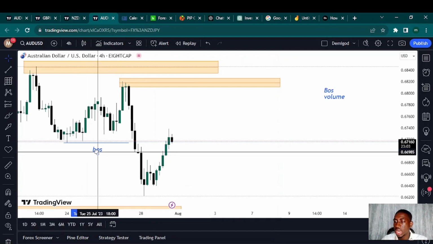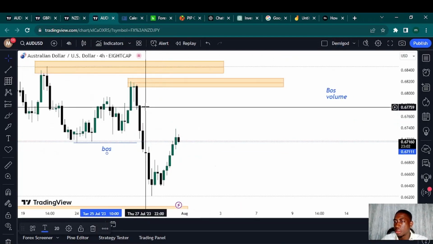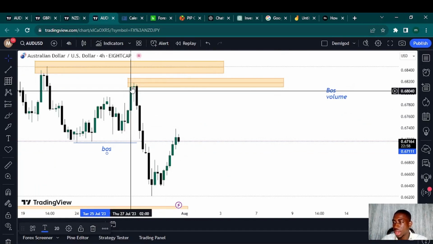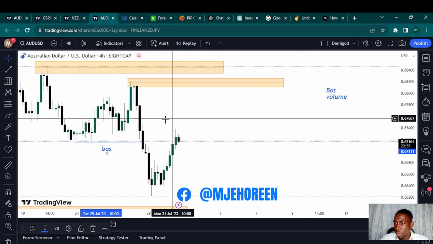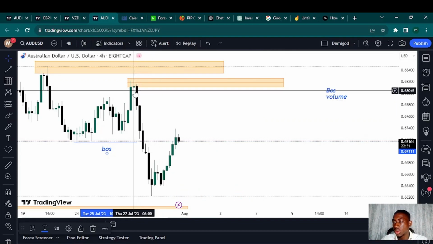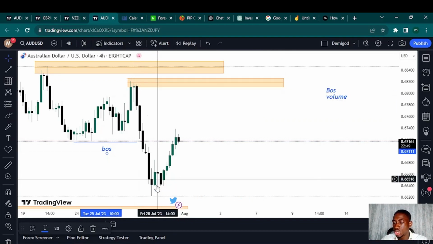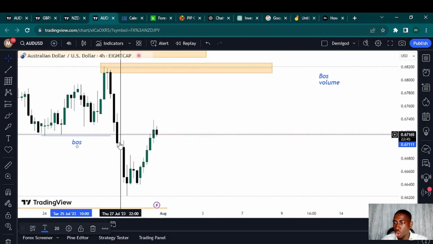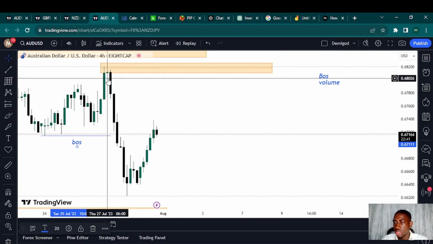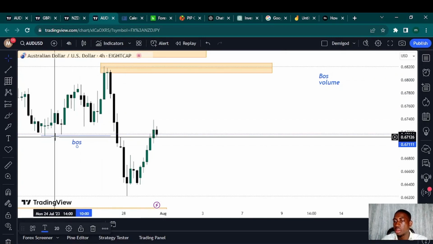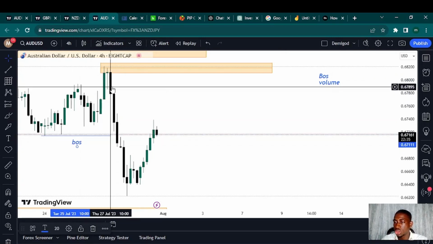So having done that and having marked out my resistance or supply zone, I want to check if I can have another block there. Remember I said in our definition that it is the candlestick right before the long push in the market. So right here we have this candlestick before the long push, and this particular candlestick and long push have satisfied our two criteria, which is a break in market structure and also the volume.